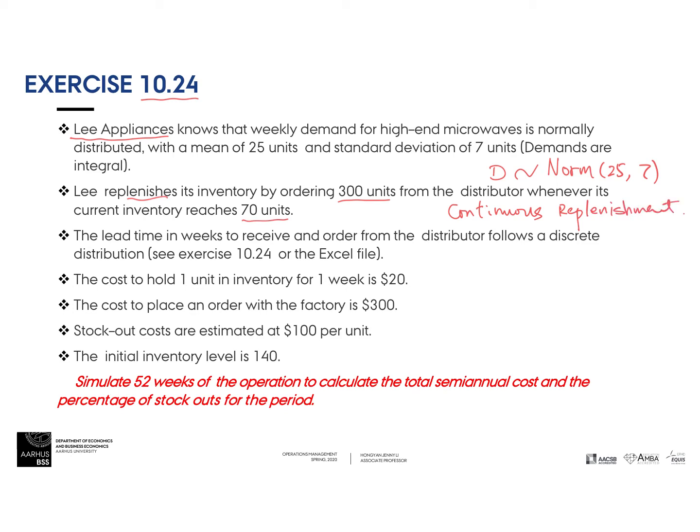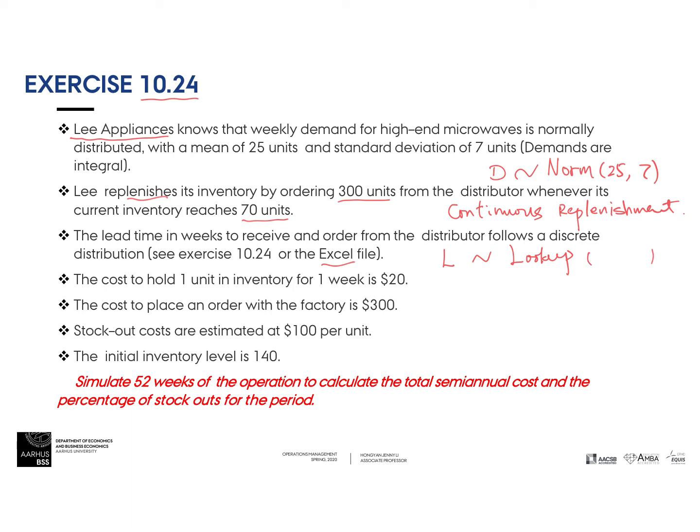So the lead time in weeks to receive an order from the distributor follows a discrete distribution. So you need to go to see the Excel cell or the question to see what the distribution is. So basically for the lead time you need to use a lookup function to generate the different discrete values.